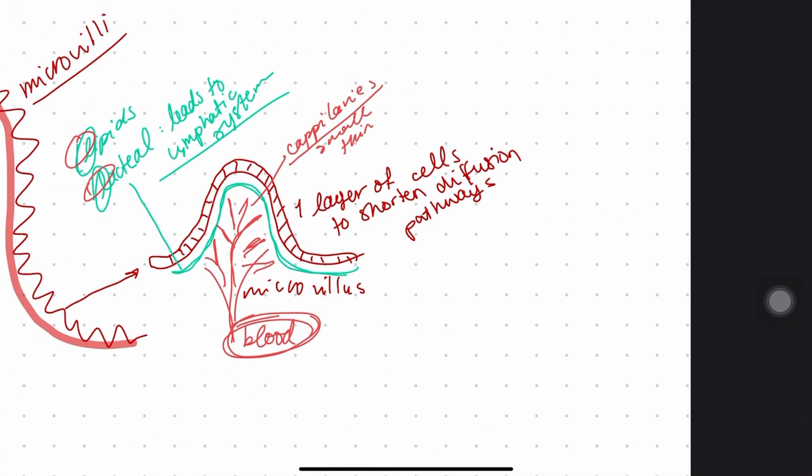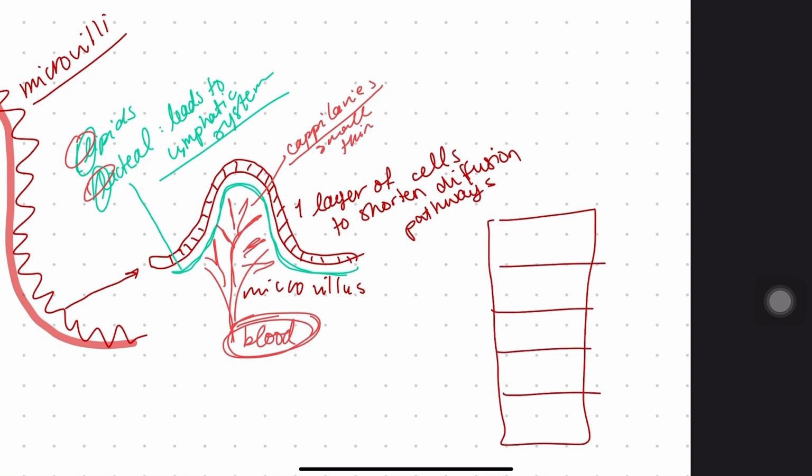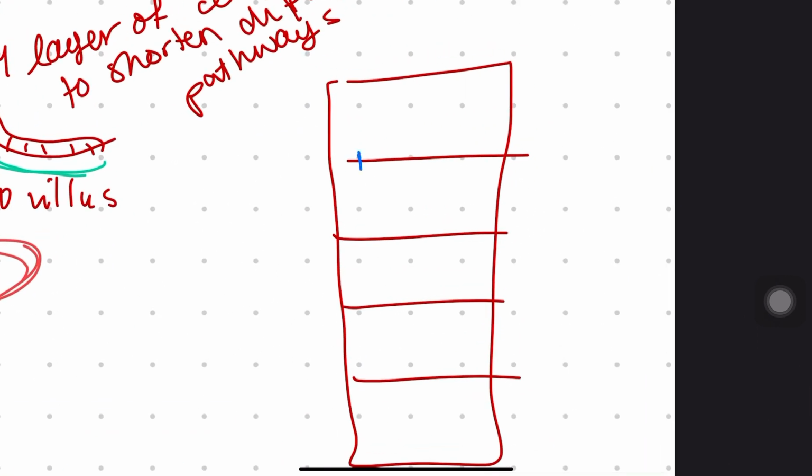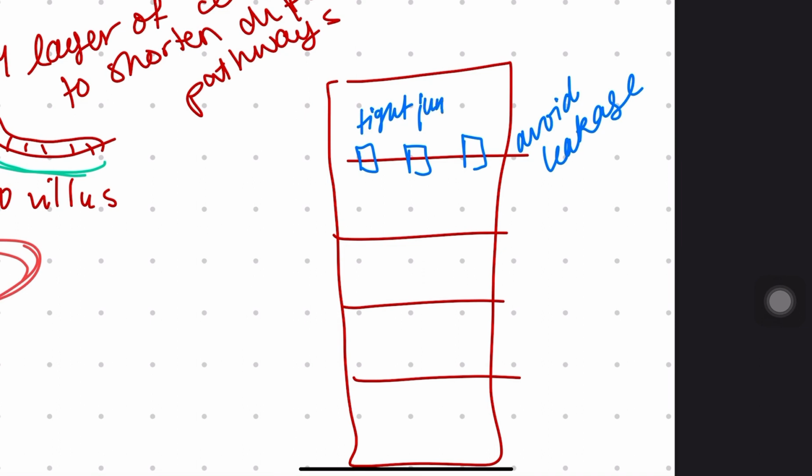Okay, now let's take this one step further and really look into those one cell microvilli structures. What we're going to have here is lots of proteins, and we're going to form really tight junctions so we avoid leakage, because we don't want to leak any nutrients anywhere. We really want to keep them in control. So we're going to create really tight junctions.